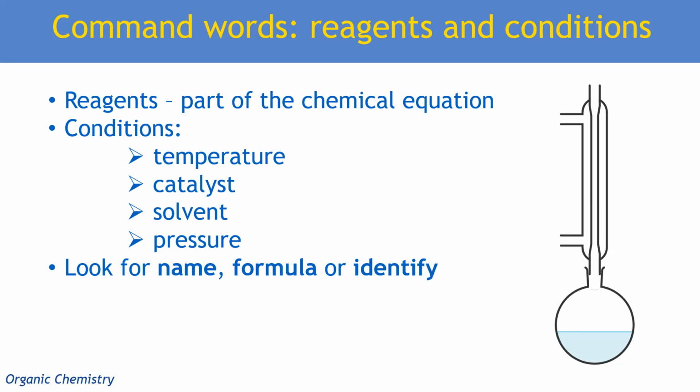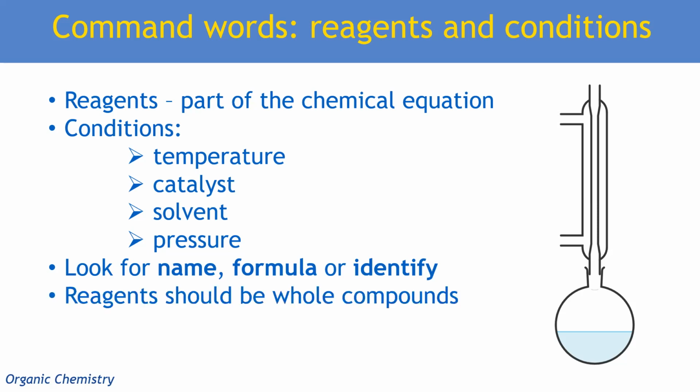The other thing to realize, and it depends on your exam board how picky they are, is that the name or the formula for a reagent should be a whole compound. So what we mean by that is sodium hydroxide, not just hydroxide, or potassium hydroxide. Most of the time, we're just going to stick a group 1 metal in there. Potassium dichromate, not just dichromate. Potassium cyanide, not just cyanide.